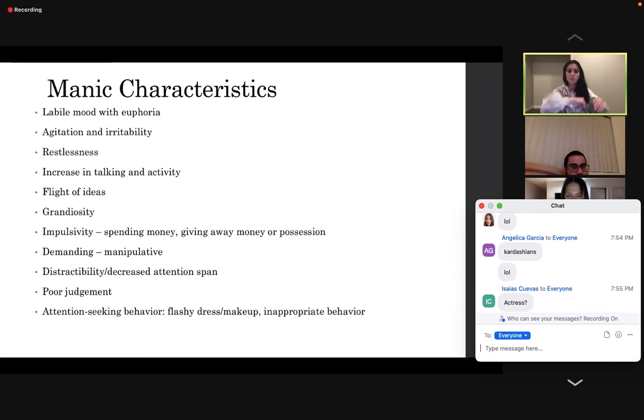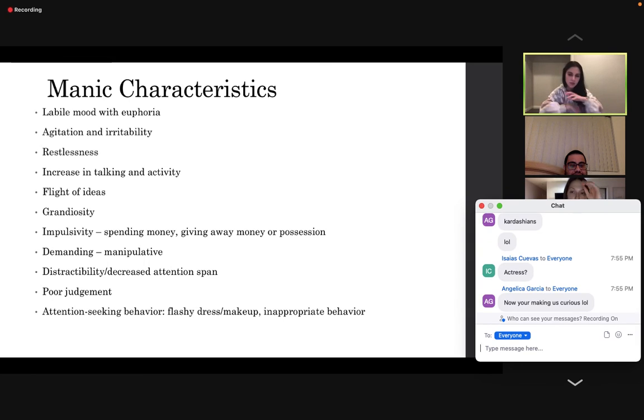Okay, so spending money, giving away money or possessions. Yeah, definitely an actress. Another giving away money kind of thing: maybe you know some friends who have some psychiatric issues. Spending money on that credit card, buying things, same thing. That's impulsivity. It's a characteristic of mania.